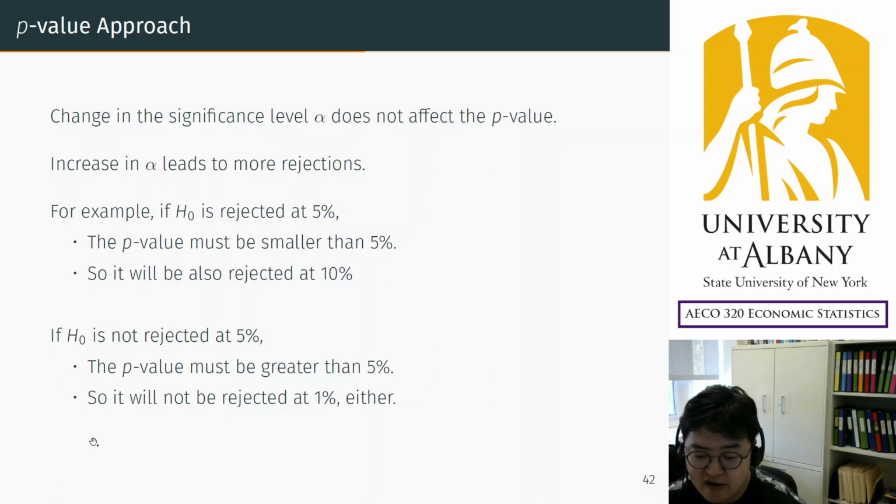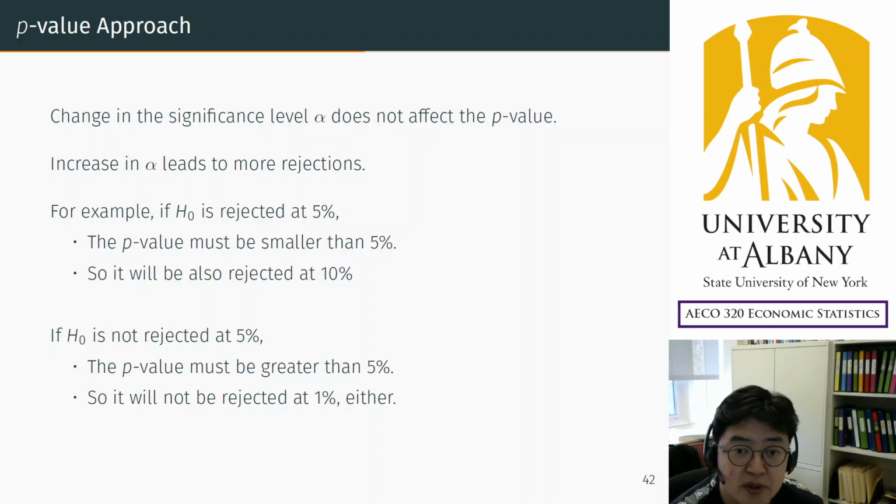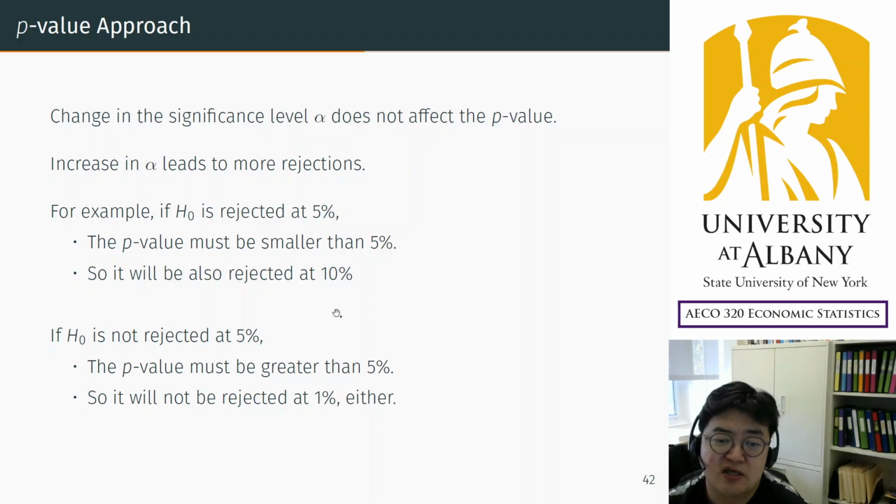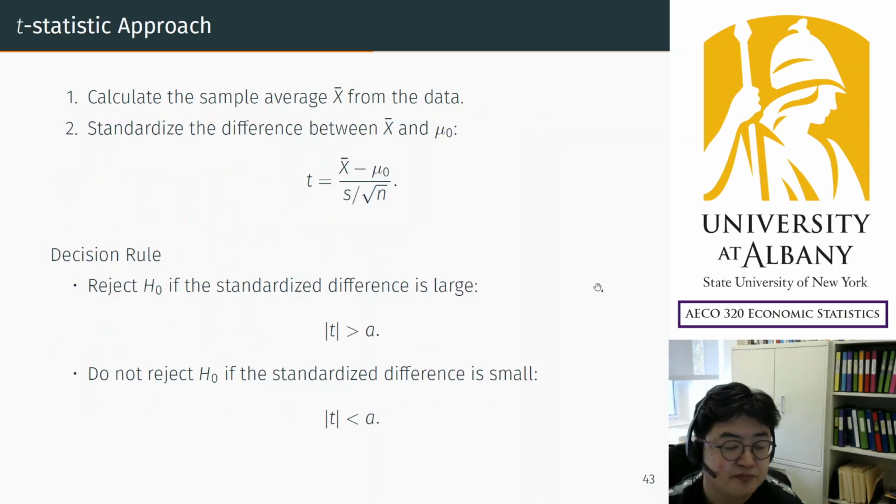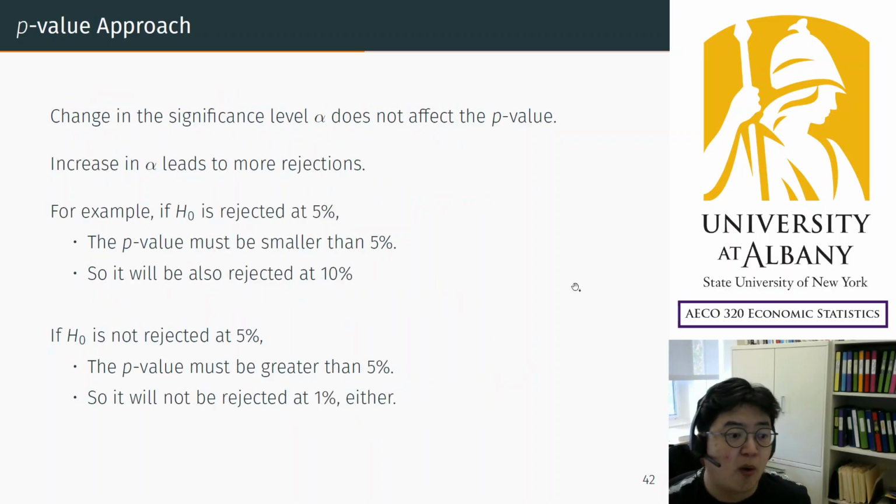So in other words, if you reject something at 1%, then automatically you're going to reject the same hypothesis at 5% and 10%, right? Vice versa, if you could not reject something at 10%, then you will not be able to reject the hypothesis at 5% or 1%. So it's a hierarchical order. Okay, that is approach number 1.